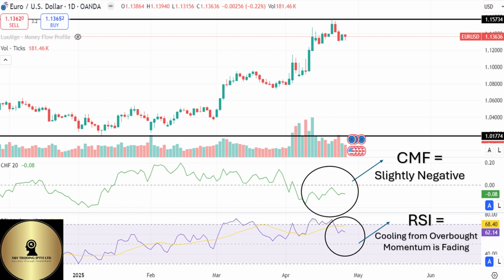The CMF, or Chaikin money flow, is just slightly negative and hovering near zero after hitting a peak. This kind of divergence, well, it's a warning that smart money might be exiting, or at the very least enthusiasm is fading. Now looking at the RSI, it's at 62.14, so it's cooling off from overbought levels but still sitting above 60. That means momentum is fading, but it isn't quite bearish yet.